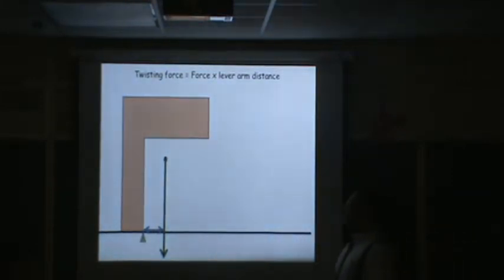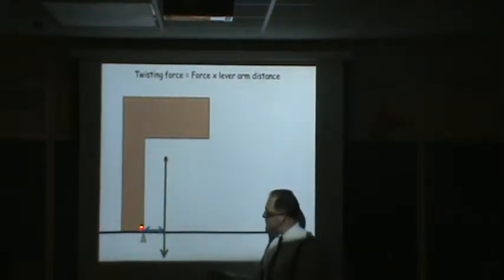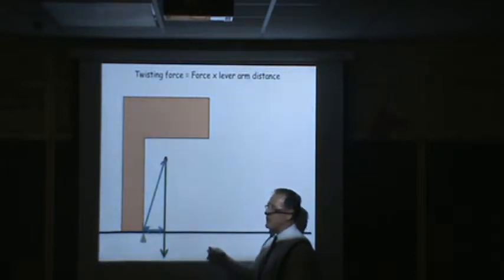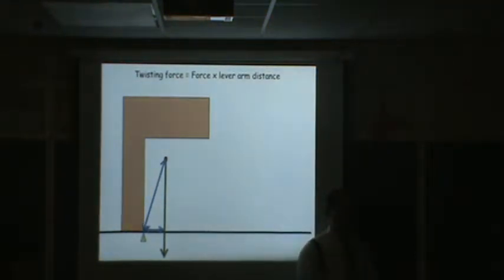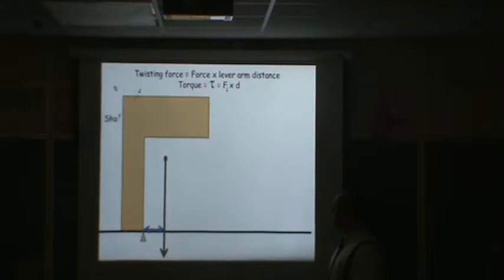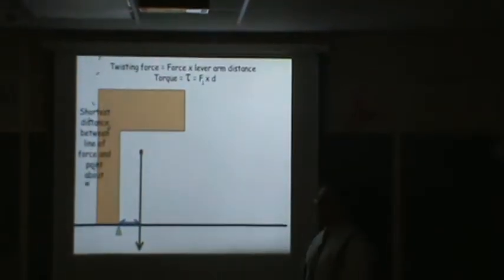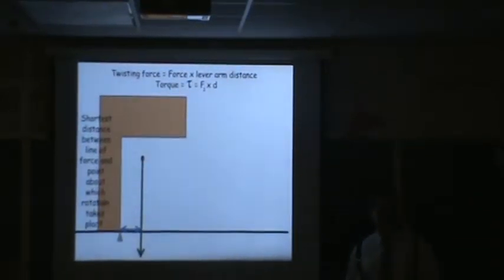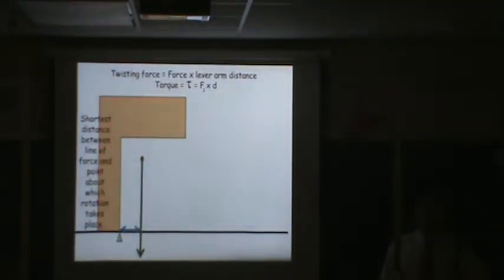Okay, some people say, well, why not go from this point up to that point? Is this not the shortest distance? Really, there's an infinite number of points on that line. Of course, we could go from that point up to that point. Again, it's still not the shortest distance. The shortest distance is always going to be this perpendicular distance right here. That's always the shortest distance between the line of force and the point about which rotation takes place.